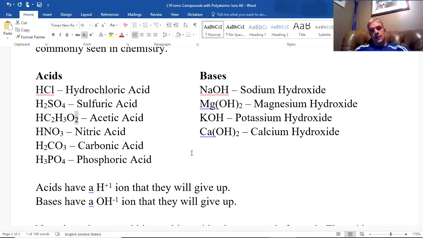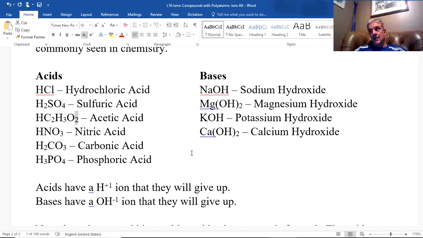And then our bases over here are NaOH, sodium hydroxide. Magnesium hydroxide is Mg(OH)2. Potassium hydroxide, KOH, and calcium hydroxide, which is Ca(OH)2. And you'll notice that all the acids have a hydrogen to give up, and all the bases have an OH, which they can give up. And that's what defines them as acids or bases, okay?